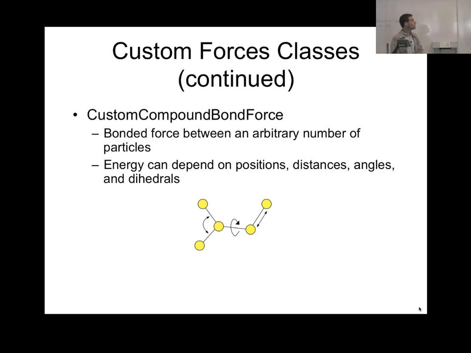Custom compound bond force is actually a superset of all the other bonded forces that you've already seen. So it can be an interaction between an arbitrary number of particles, 2, 3, 4, 5, however many you want. And it can depend on all these different internal and external degrees of freedom. So the position of each particle, the distance between any pair of those particles, any angle, any dihedral, and you can write a completely custom function of all those different variables that defines the energy of each bonded group of atoms.